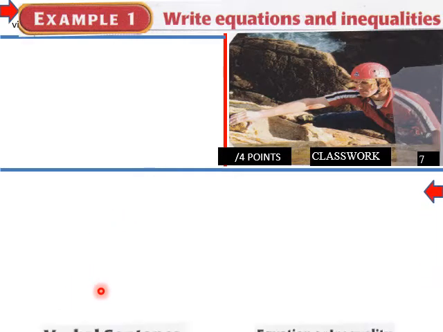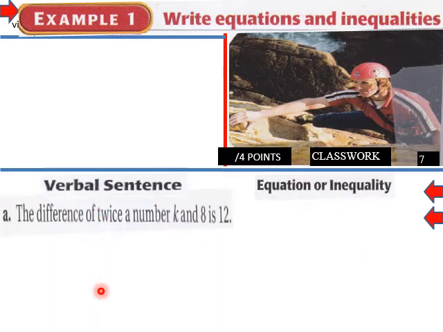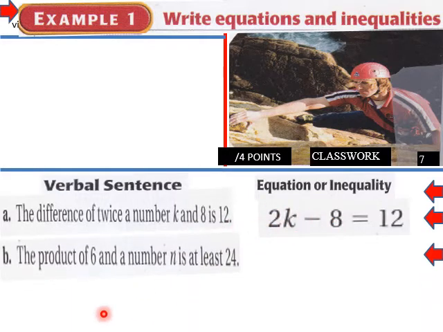Okay, example 1: write equations and inequalities. Verbal sentence: the difference of twice the number k and 8 is 12. What would that look like here? Difference of twice the number k and 8 would be 12. And the product of 6 and number n is at least 24. So this would be at least. It would not be just greater than, it would be at least because it has this equal sign, so it includes 24.